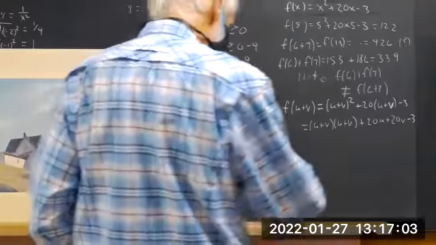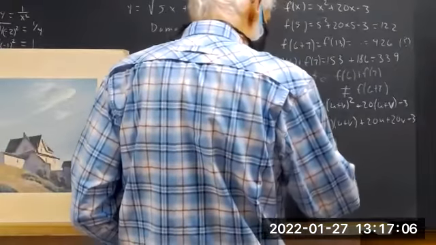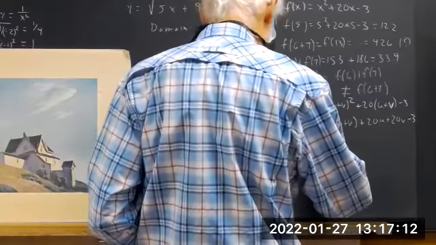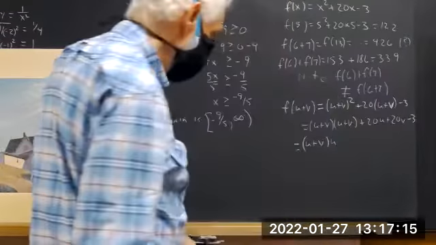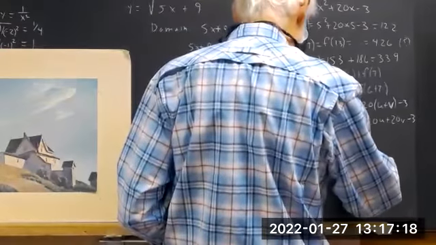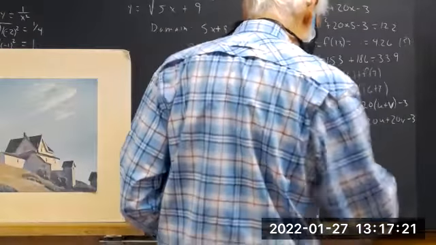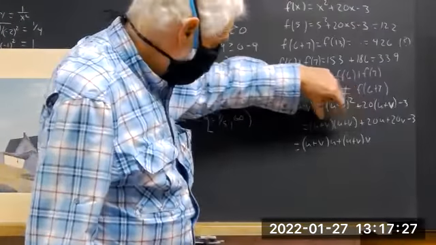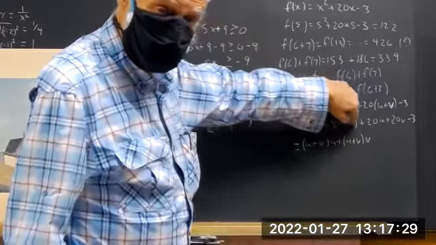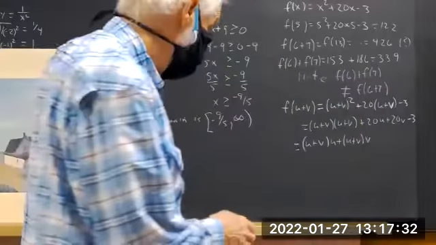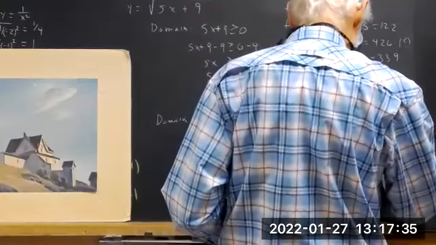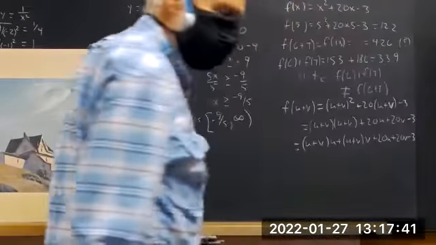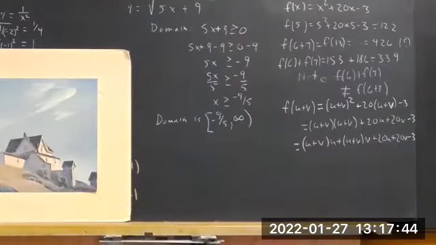How are you going to do that? We're going to use the distributive law. u plus v times u plus v is u plus v times u plus u plus v times v. Distributive law. This times this plus this is this times this plus this times this. Then you have your 20u plus 20v minus 3. Okay.